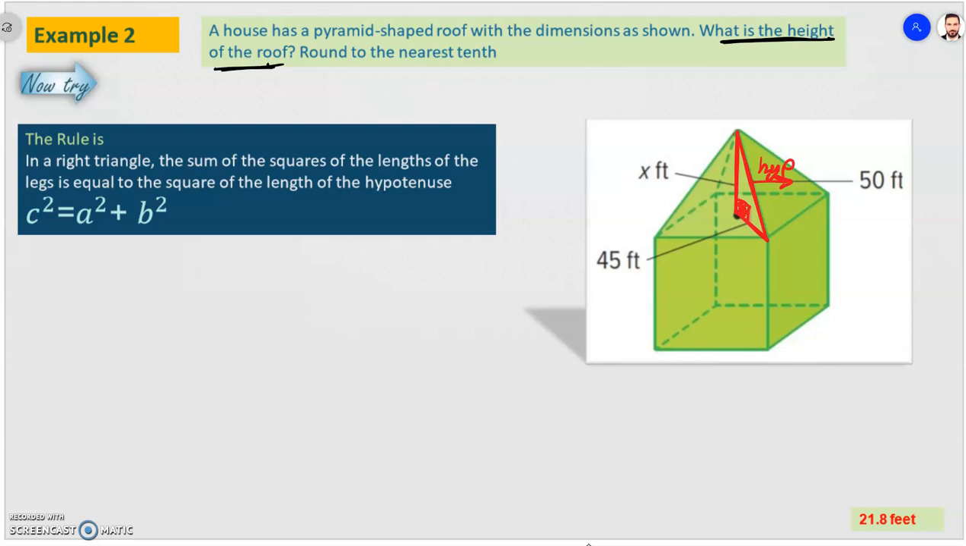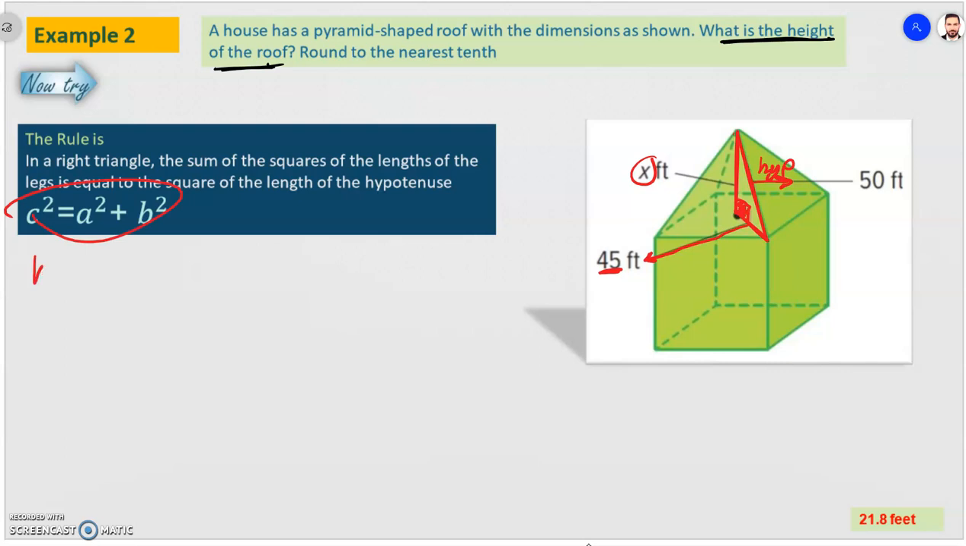The hypotenuse is about 50. The first leg is about 45. The second leg is x, which is unknown. I want to get x. So if you want to get the value of x, let's write the first rule first.